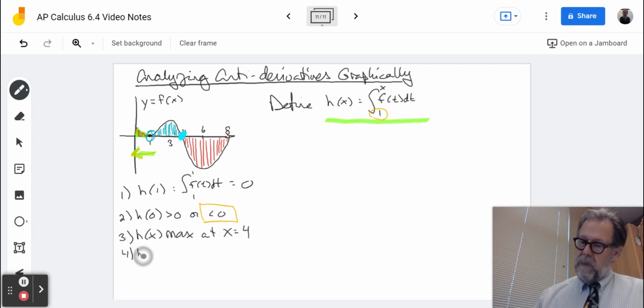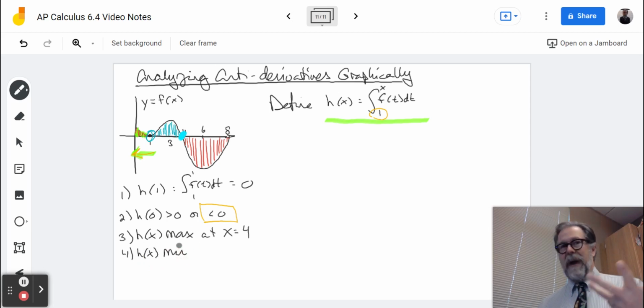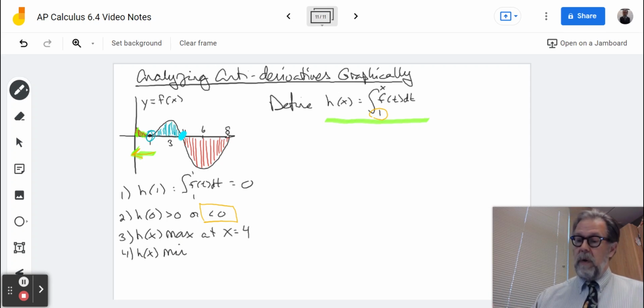Next question, my minimum h. Now remember, I've said value a couple times there. We're not really talking about values. We're talking about what x is equal to, because we don't know the value, since we don't have any information as far as how big these areas are. We only have the visual. So where is it at a maximum? It's a maximum at x equals 4 because it stops going up and then starts going down.